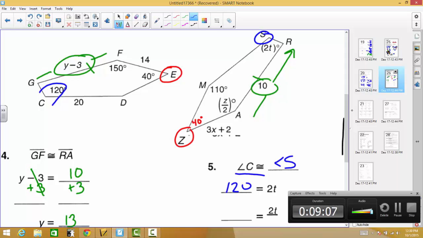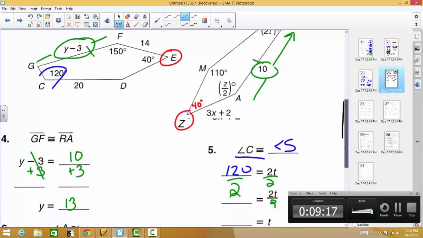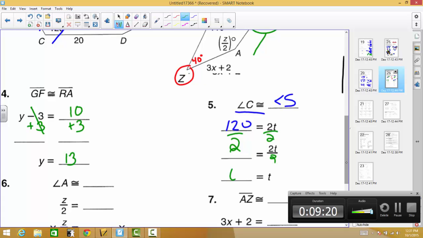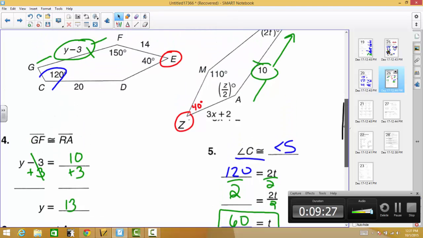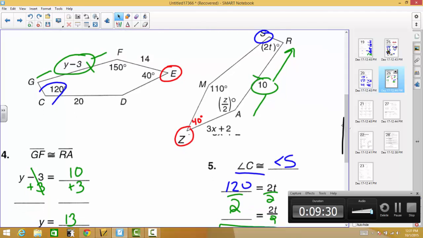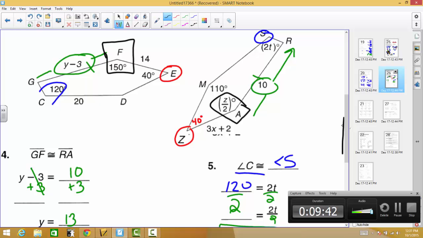And then 120 is equal to 2t. So you solve for t by dividing by 2. So 60 is angle T. Okay, number 6, angle A. So angle A is right here. So angle A has to be congruent to angle F.